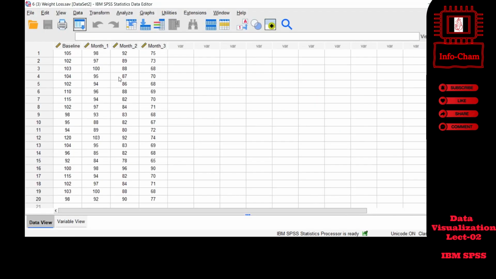Have a look. I think it is open. So see, what is the baseline? Baseline means when we started our study, what was the actual weight of that patient? Can you see this patient? This record's patient is, I think, 105, meaning more than 100 kilograms. Just think, in the first month, when he applied the technique, the weight reduced to 98, and in the second month again it is 92, and in the third month it is 75, right?